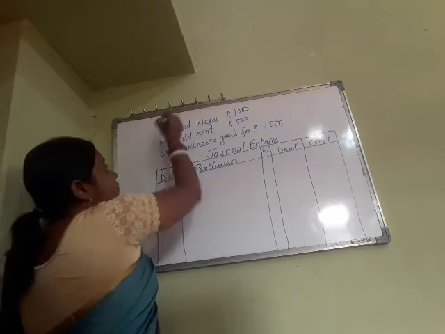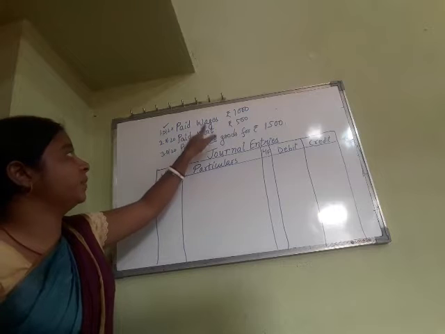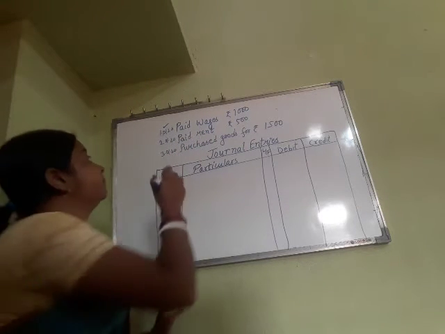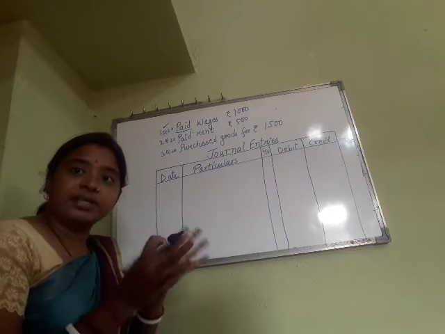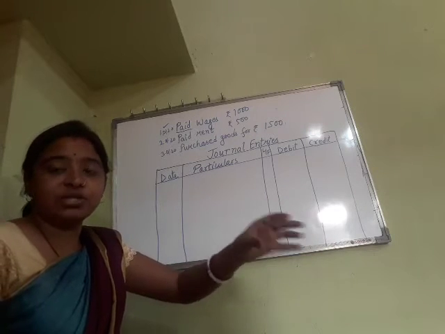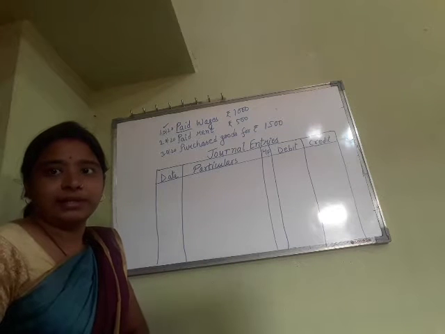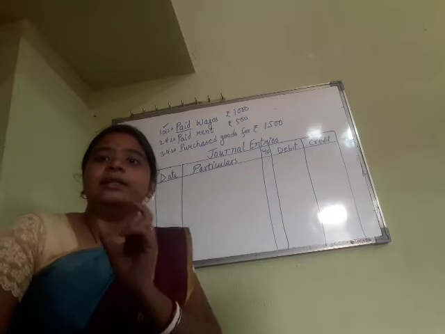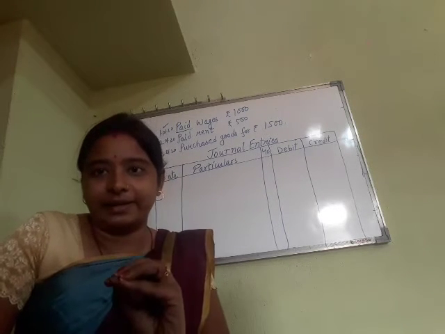Here in the question the date will be mentioned already. Paid wages rupees 1000. Whenever there is the word paid in the question, you understand that cash is going out from us. Paid means we have paid either in cash or through check. If through check, then bank will be credit. It means whenever the word paid is there, understand the credit place is fixed for cash or bank.